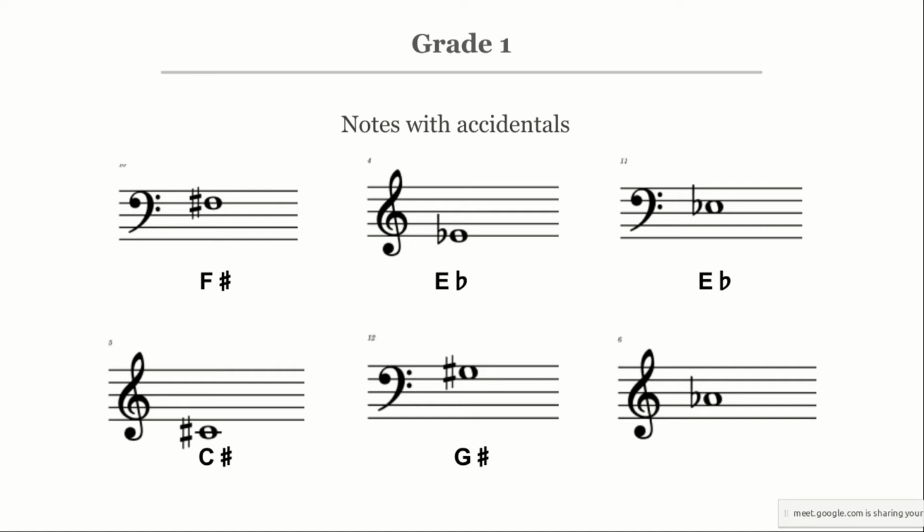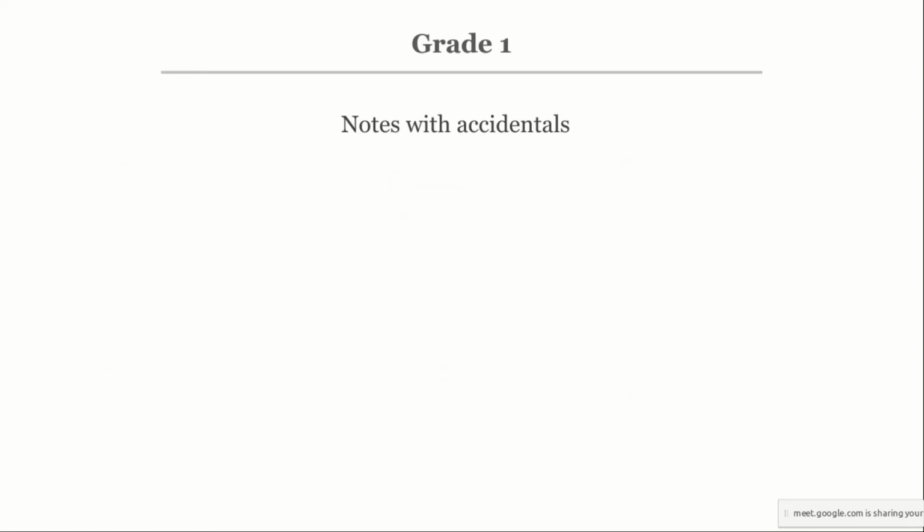Okay, so the spaces of G clef spell the word FACE, F-A-C-E. So this is the second space. Remember, we count spaces and lines from the bottom. So F, A. So this is A flat. Okay, so we have another one here.